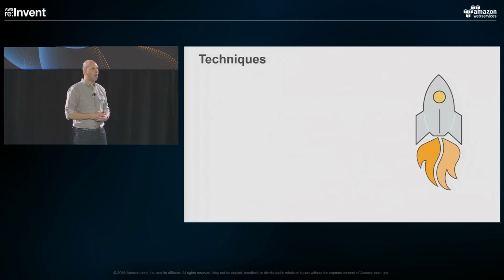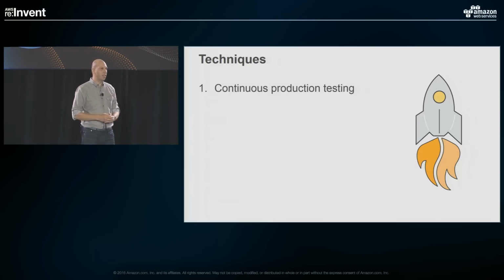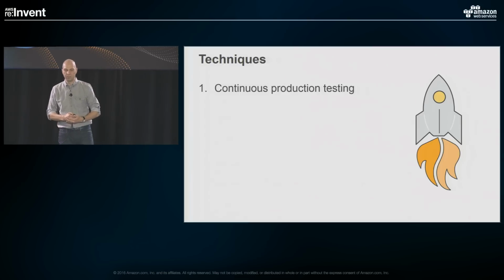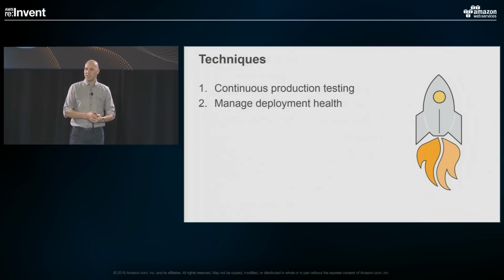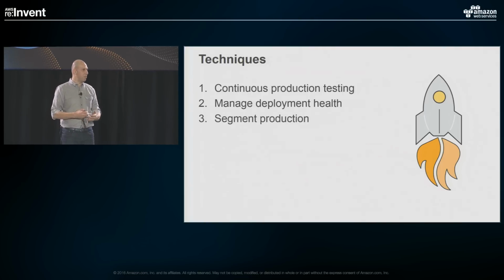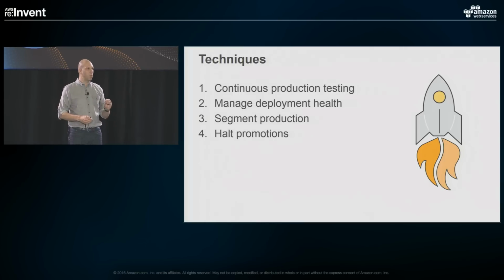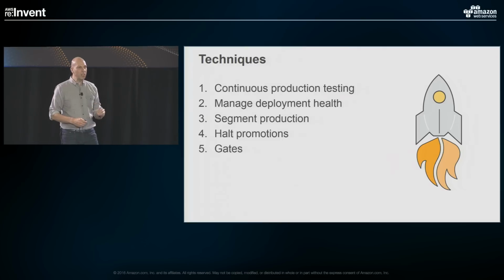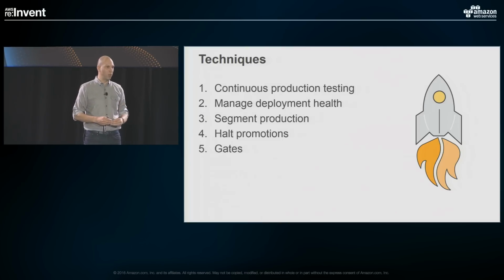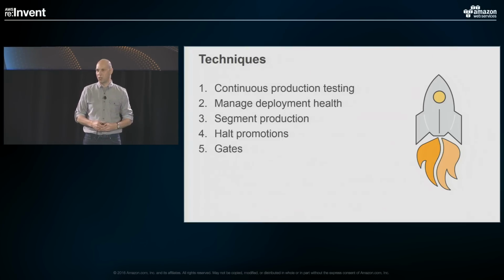All right, so we're going to look at 5 techniques today. The first technique is we're going to continuously test production to see if we have regressions in functionality. Our second technique will be configuring our deployment engine so we're testing our deployments after each host update. We'll also look at segmenting production so it's not one big glob. And we'll halt promotions to production when our system is under distress. And we'll finish up by creating gates in our deployment process which will open and close due to external stimulus.